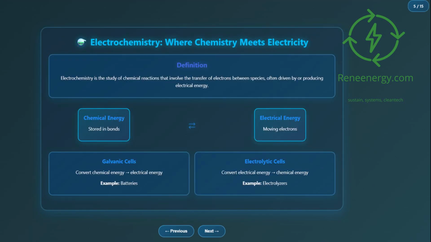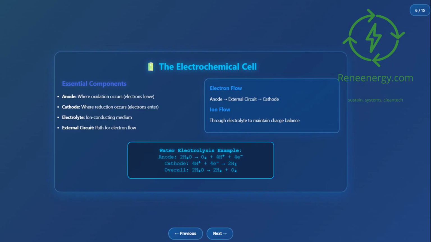Electrochemistry bridges chemistry and electricity, focusing on electron transfer between species. It involves converting chemical energy into electrical energy and vice versa, as seen in galvanic and electrolytic cells. The electrochemical cell is where the magic happens. Electrons flow from the anode to the cathode through an external circuit, maintaining charge balance. This flow is essential for energy conversion in electrochemical processes.